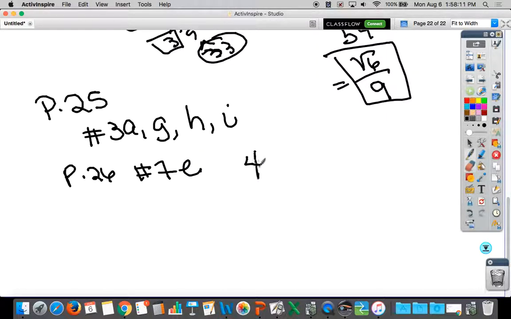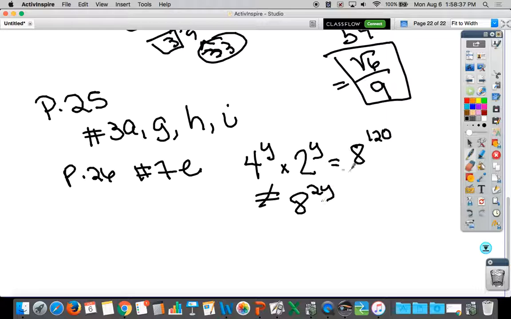All right. So 4^y times 2^y equals 8 to the 120. Now, let me tell you what this is not. This is not 8^(2y). How did I get that? How did I get the 8^(2y)? You multiply 4^y, add the y's.